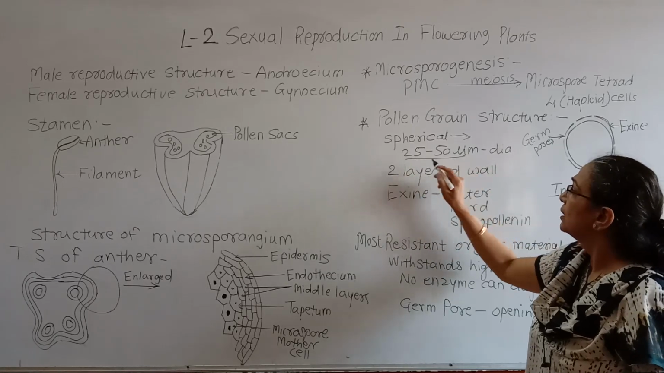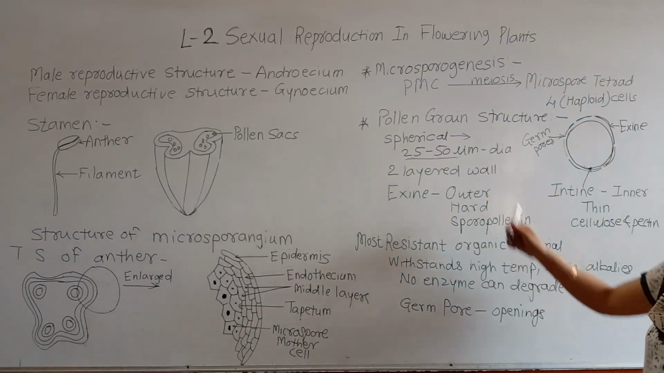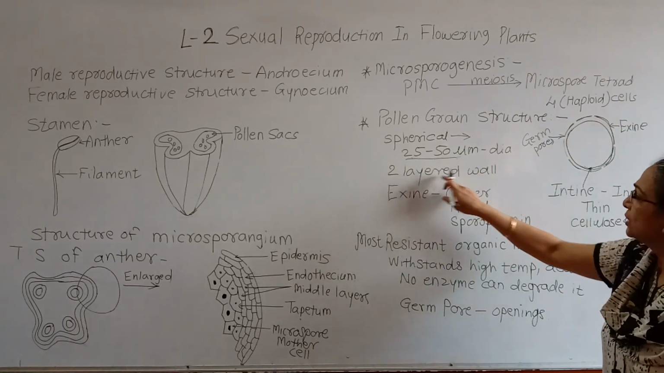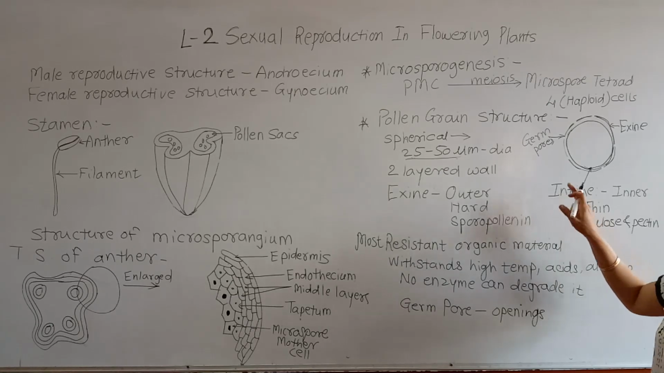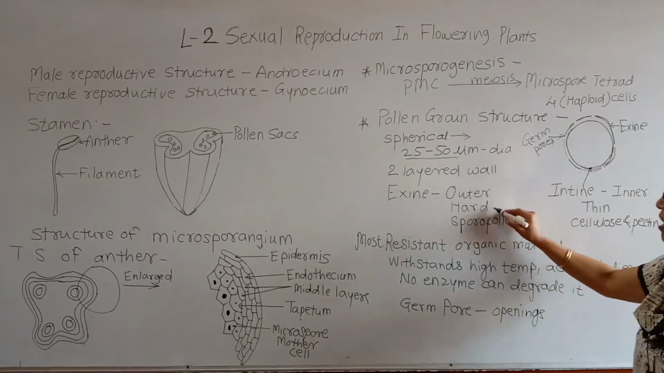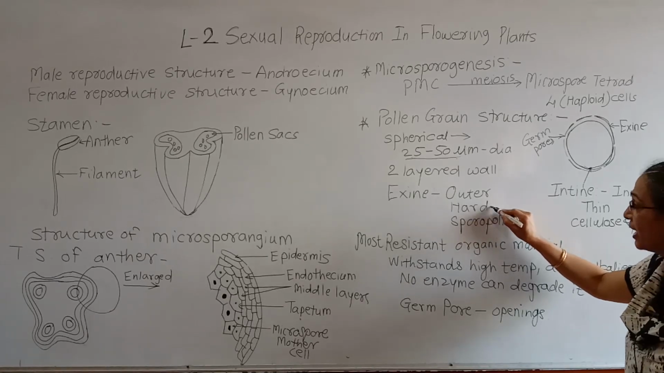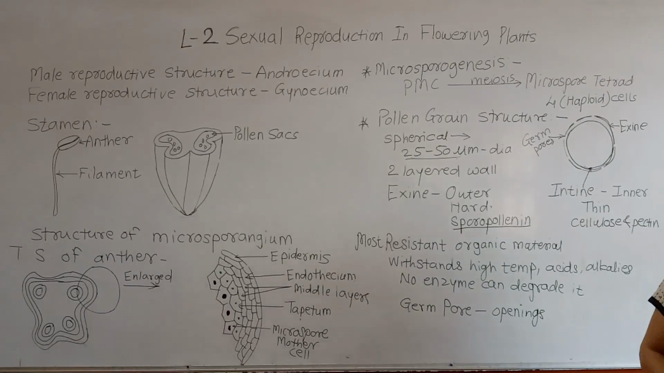It is spherical in shape. Its diameter will be about 25 to 50 μm. It has a two-layered structure, exine and intine. The exine is the outermost layer. It is hard, and this hardness is because of the typical substance called sporopollenin.